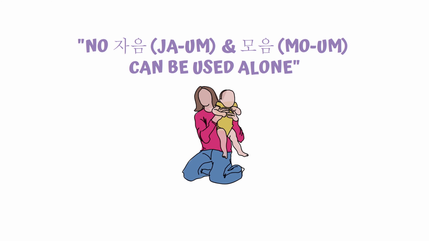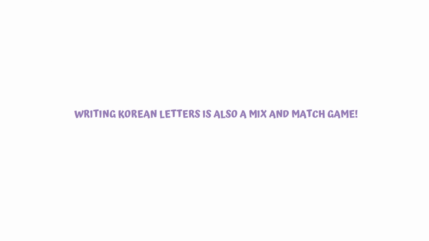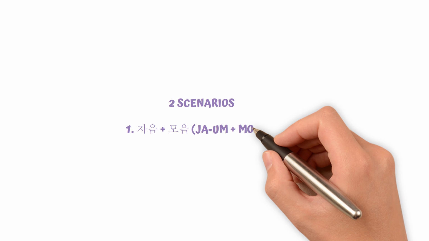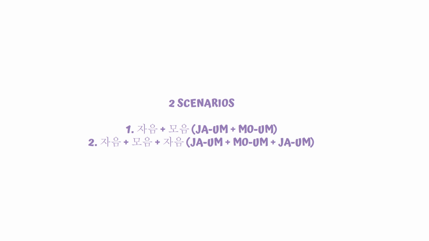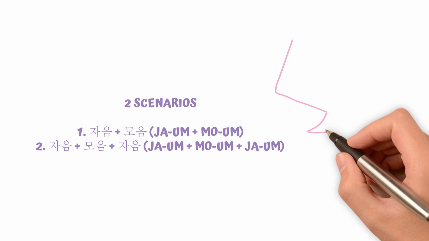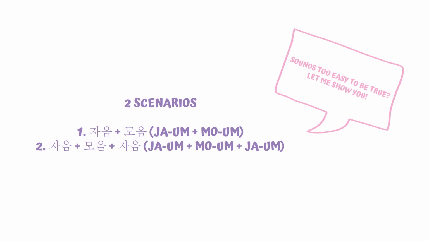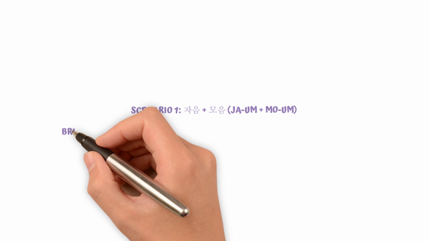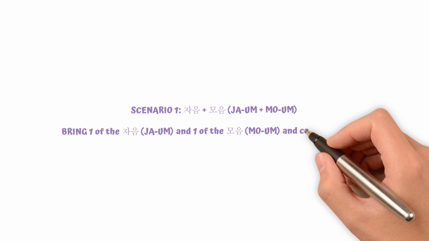Now, as much as it might sound cliche, writing Korean letters is overall also a mix and match game. Just remember these 2 scenarios, JA-UM plus MO-UM and JA-UM plus MO-UM plus JA-UM. And you're pretty much good to go. It sounds too easy to be true? Sit tight and let me show you how easy it is. Let's take a look at the first scenario, JA-UM plus MO-UM. We'll bring one JA-UM and one MO-UM and make a letter out of it.